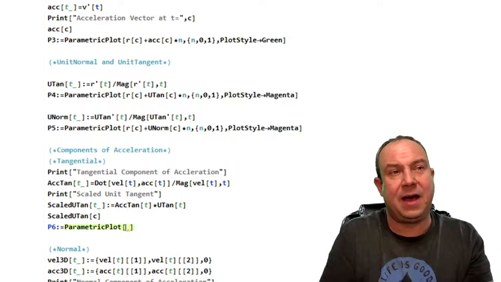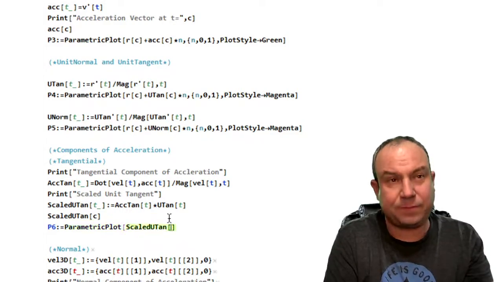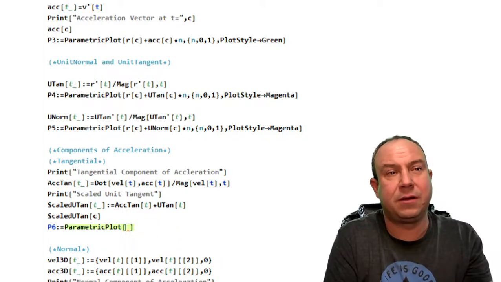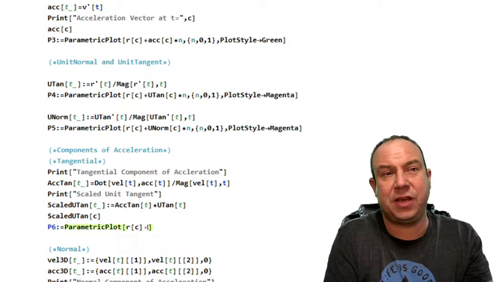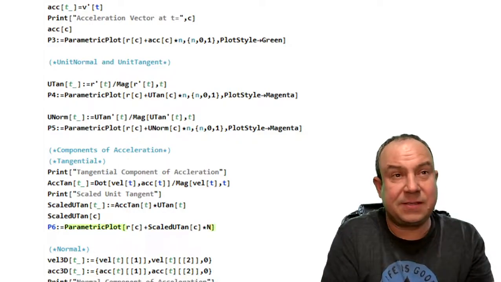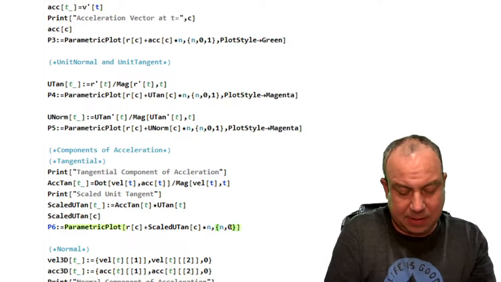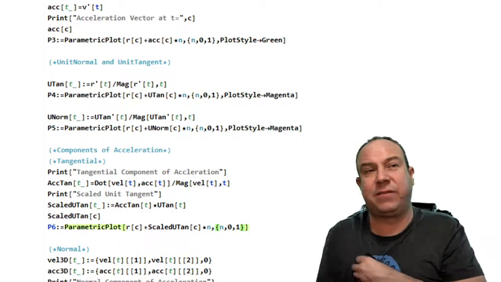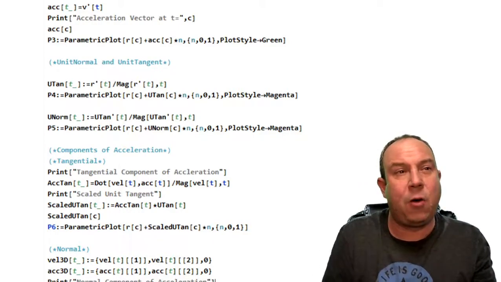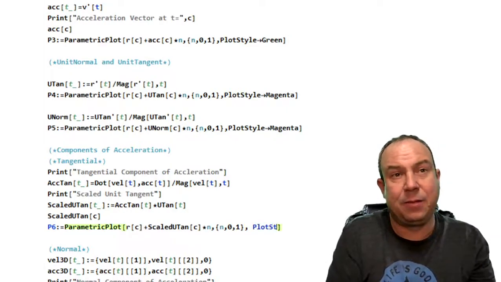All right. Of now the scaled unit tangent vector. Oh, let's be careful there. At R of C in the direction of the scaled unit tangent vector with respect to C, right? Full scale. So we multiply that by n on a scale from 0 to 1. So that should give us a full scale P6. Oh, and then let's call it out as a different color. Let's plot style it.